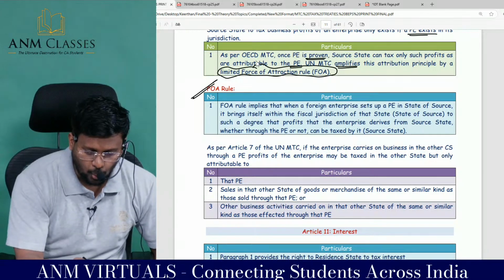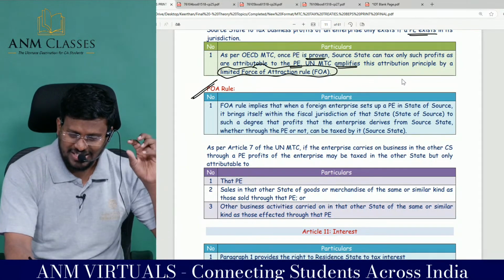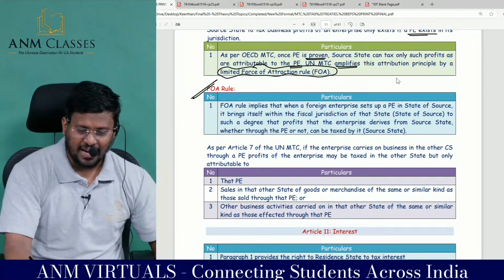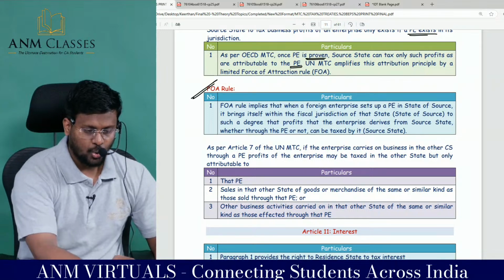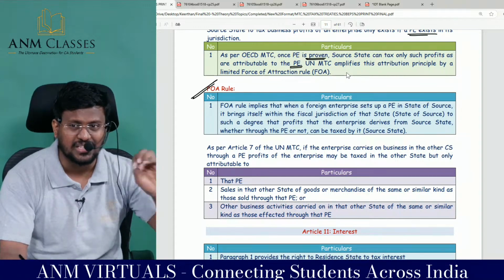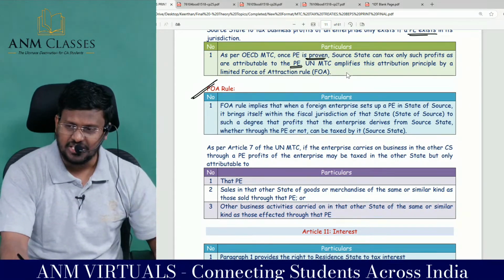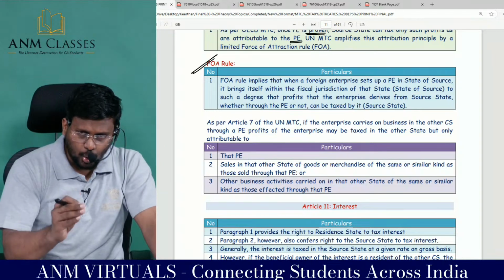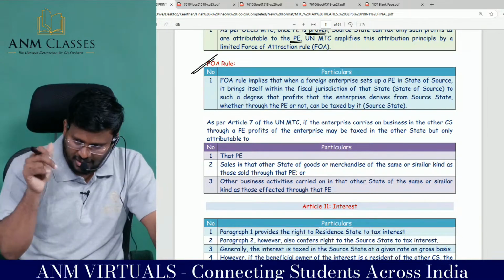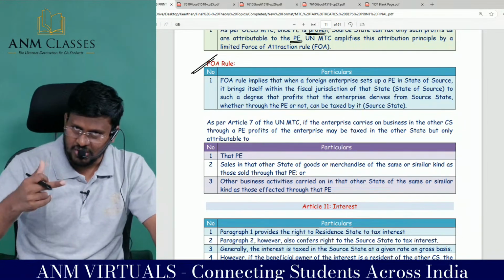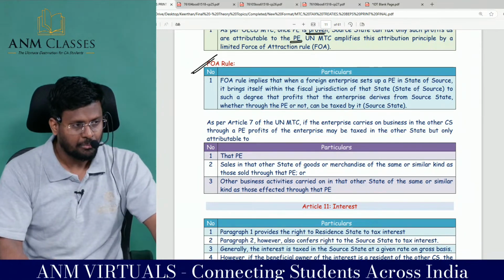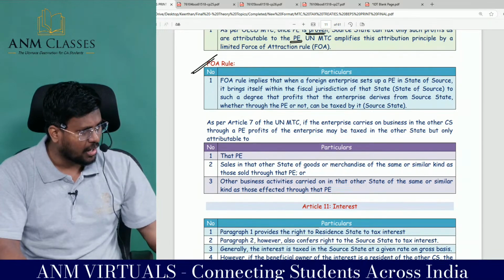Now you read it. As per the OECD model tax convention, once the PE is proven, the state can tax only such profits as are attributable to the establishment. Whereas the UN model tax convention amplifies this attribution. Amplifies means increases. Principle by a limited force of attraction rule. Even though it is a limited force of attraction, the profit attributable to the 500 cars which has been booked by Infosys with the head office, which is ANM Incorporation, situated in Mauritius, should be taxable in India. Are you all really with me?